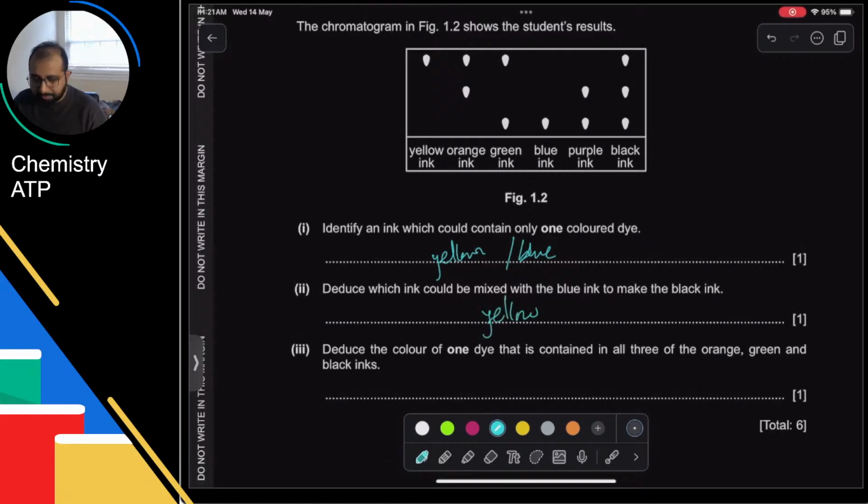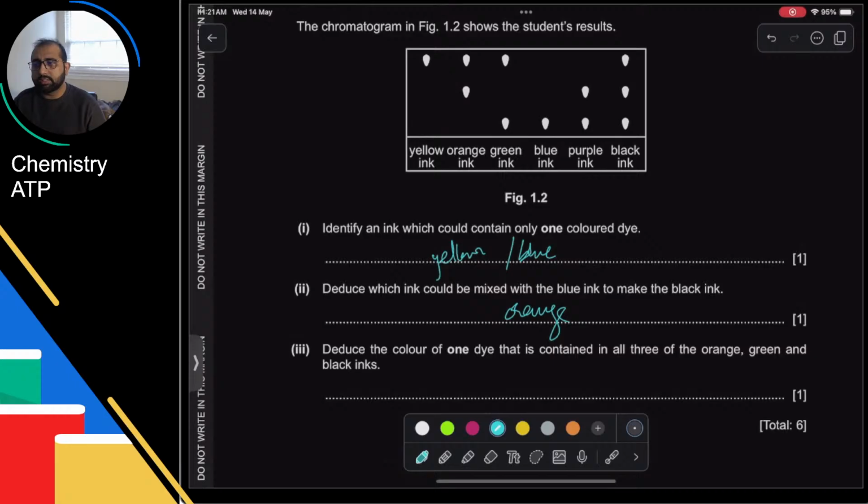Okay, but here's the problem. If I add yellow to green, yellow to blue, this one and this one, do I get black? No. Why? Because I also need this second point. So I need this one as well. So that's why you will not write yellow, you will actually write orange.